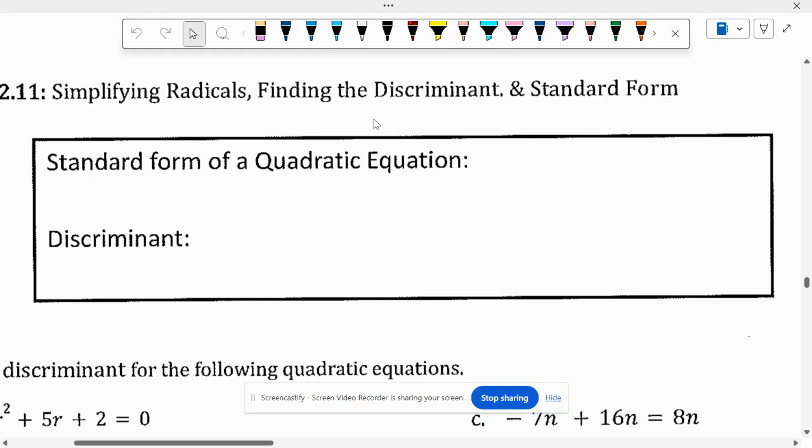So since we're solving our quadratic, what do we do to solve a quadratic?